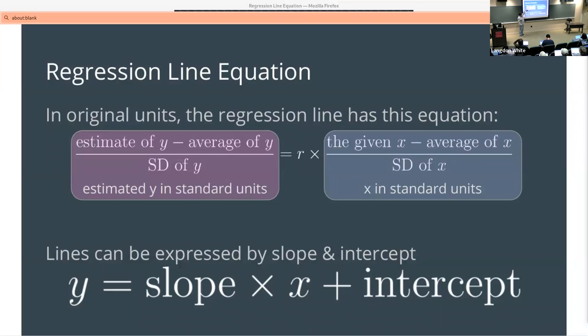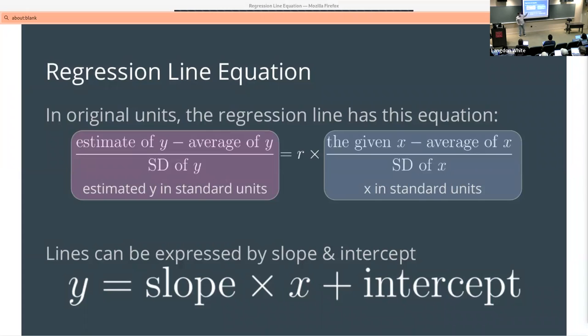However, obviously that's a lot of complexity. So what we do is convert the whole thing to standard units first. Then we do the prior line method. But if you notice, a line can be expressed by the slope and the intercept, okay? So if we know what the slope is, and we know what the x is, and we know what the intercept is, we can calculate the y.